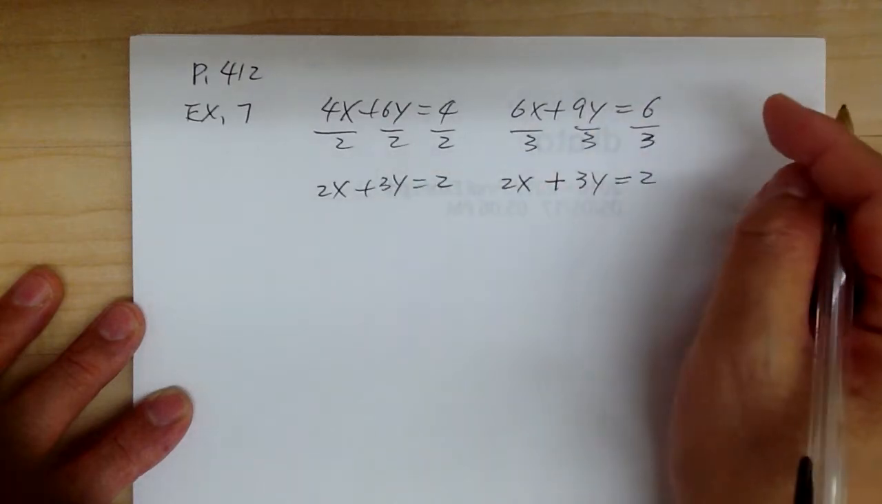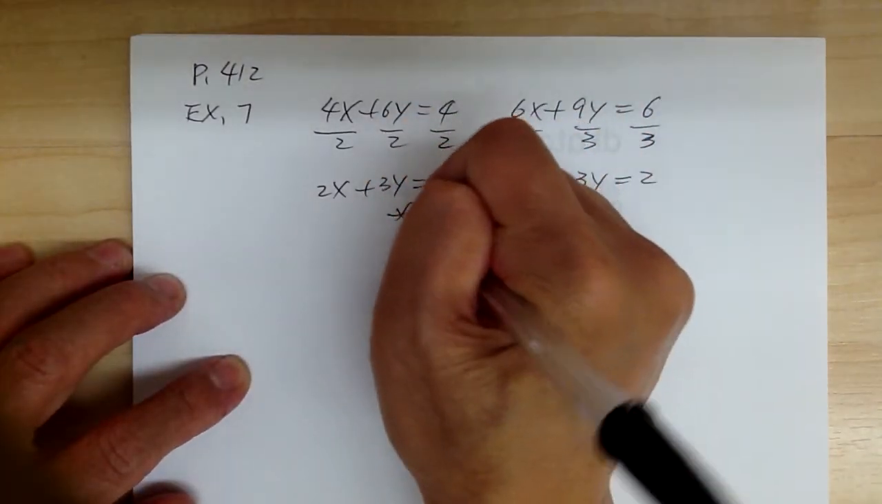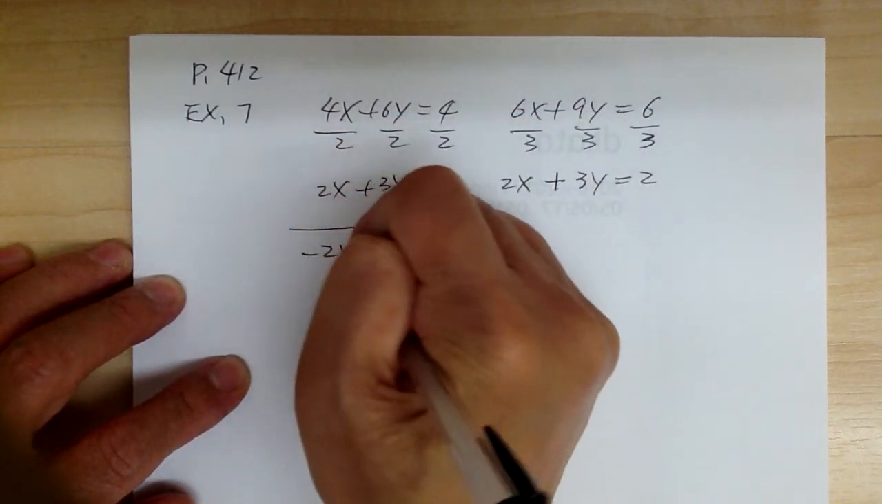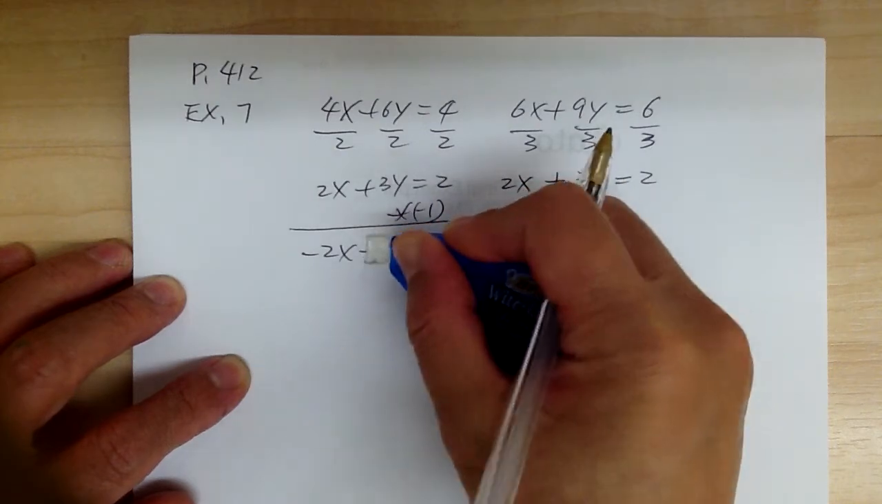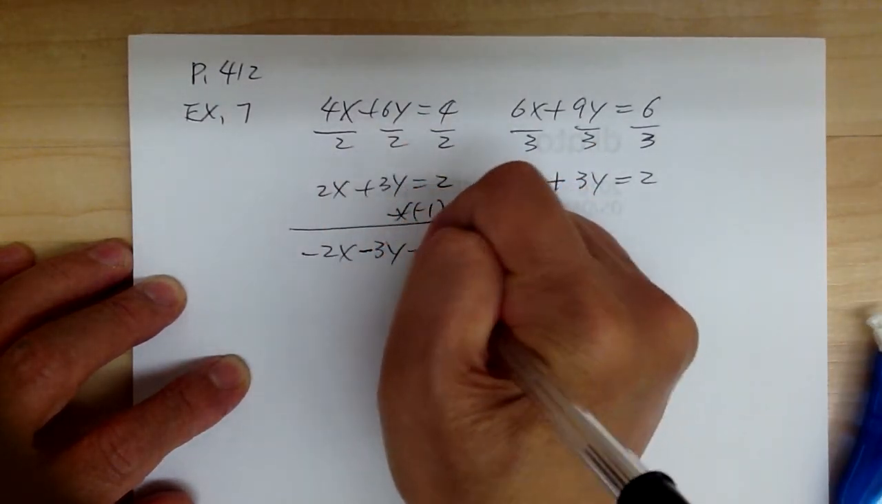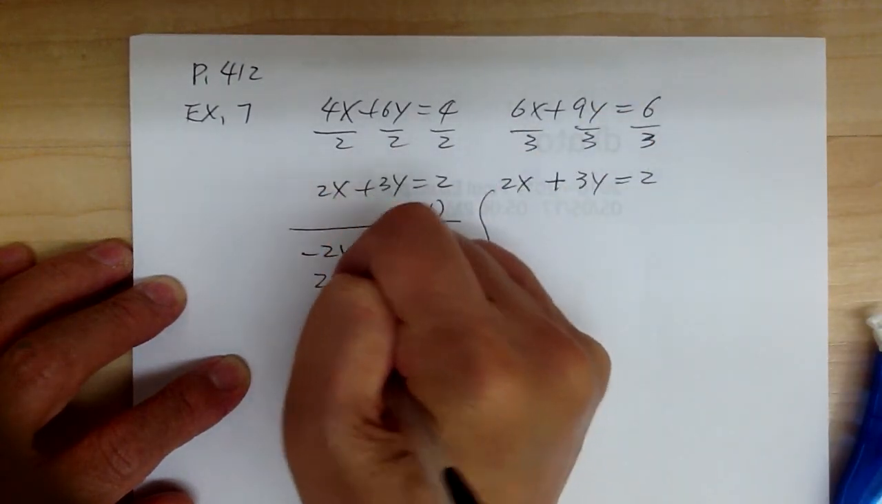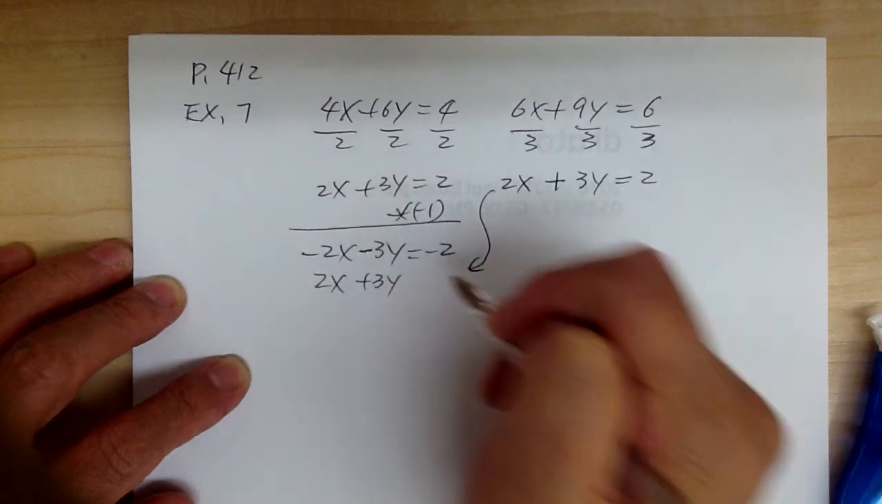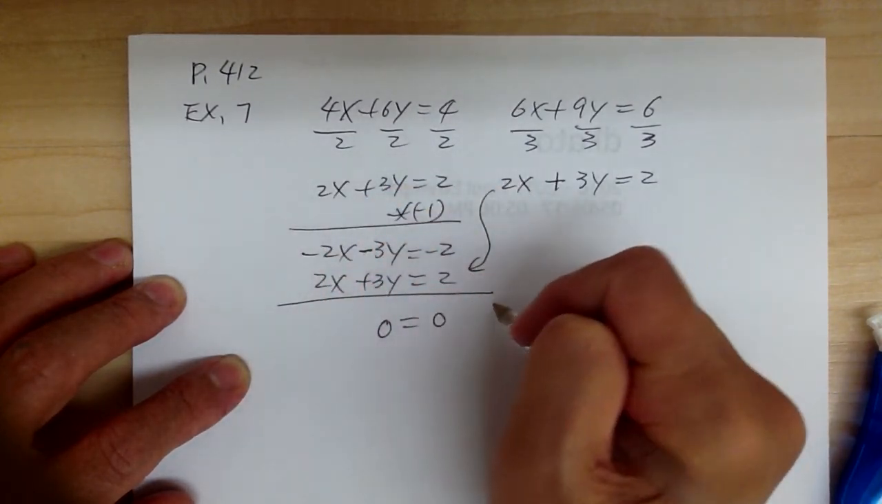Notice they're identical, right? So this is what's going to happen. If you're going to eliminate the x, you multiply by negative 1. So you got negative 2x minus 3y equal to minus 2. So this is what happens when you just follow the procedure. And you put this under here. So you got 2x plus 3y equal to 2. And when you add, this all cancels out, so you got 0 equal to 0. So this is true.